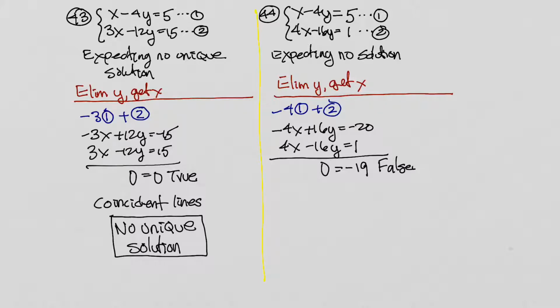Back in problem 43, right, in 43, we got a true statement. We eliminated all the variables. Result is true. No unique solution. The lines are coincident. But over here, we've eliminated all the variables and we got a false statement. That means that we have parallel lines, and parallel lines never intersect, so we have no solution.